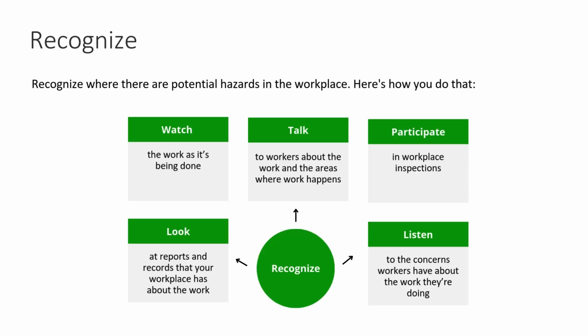Recognize where there are potential hazards in the workplace by watching the work as it's being done, talking to workers about the work and the areas where work happens, participating in workplace inspections, looking at reports and records that your workplace has about the work, and lastly, listening to the concerns workers have about the work they're doing.